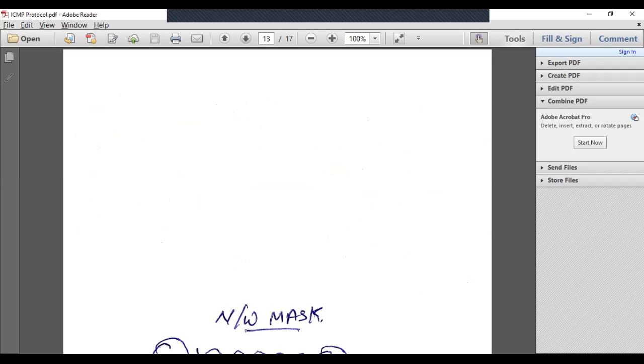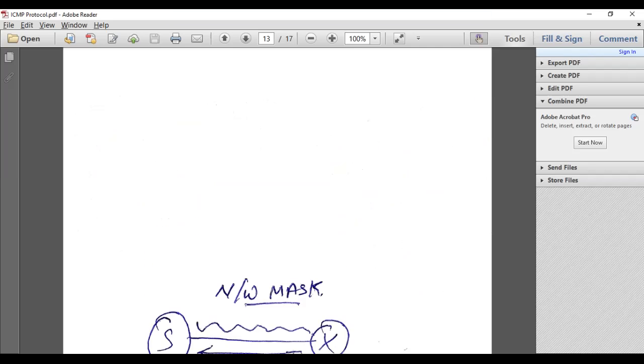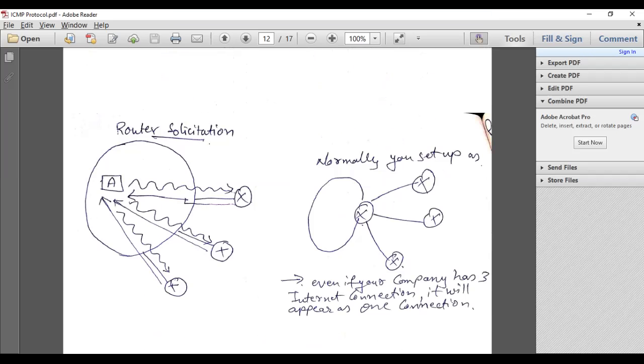Then there is router advertisement also. And before we go into the network mask, we should understand what is router solicitation and advertisement. So router advertisement means no one is asking for any router. Understand? No machine is asking for any router. But assume that a new router is connected to your network. Then this router is supposed to advertise to everyone in this network, saying that I am available, so that in case any station wants it, it can use the router.